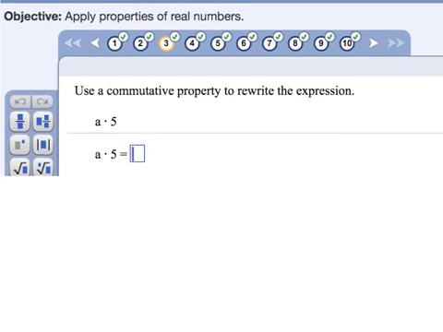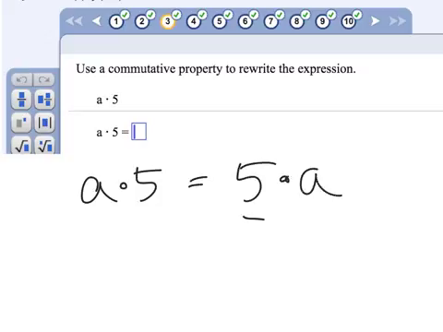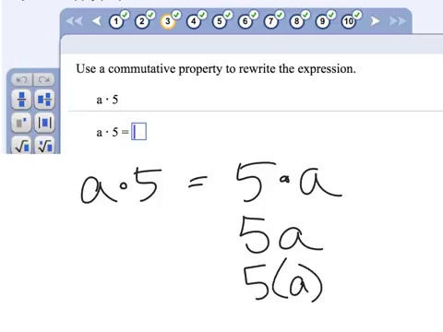More commutative properties. Swap the order is basically what that means. So A times 5 becomes 5 times A. But you could also write 5A if you wish, or you could write 5 parentheses A. Any of those would work.